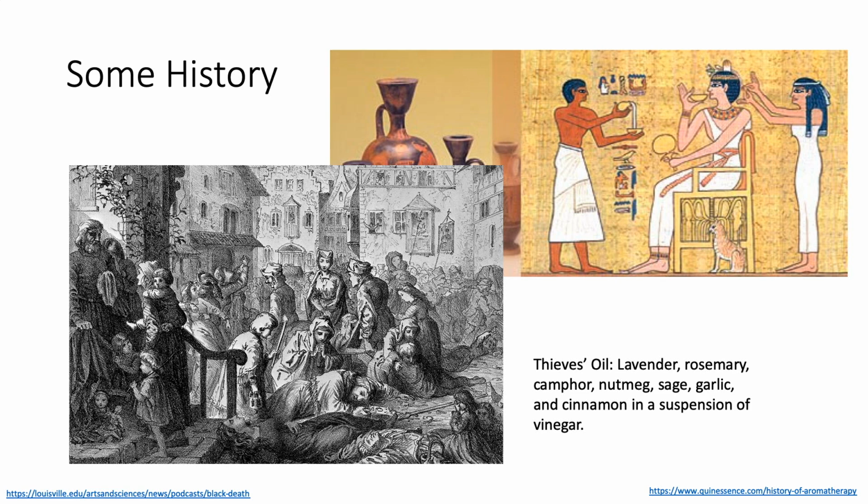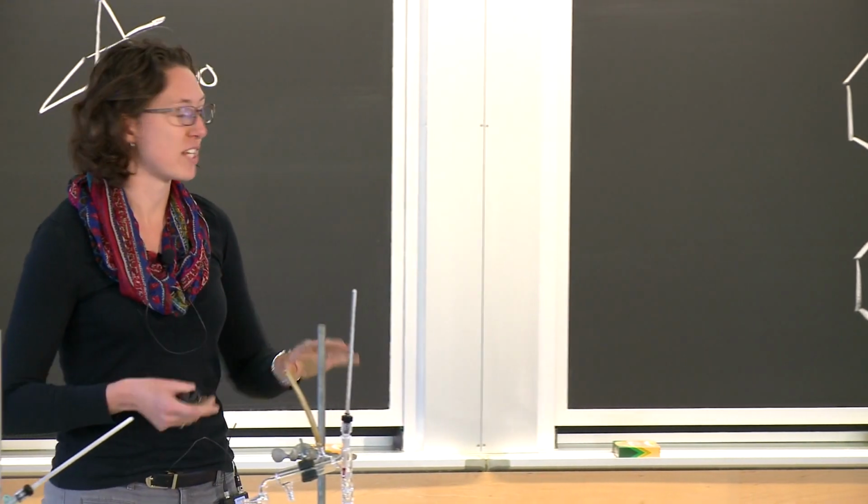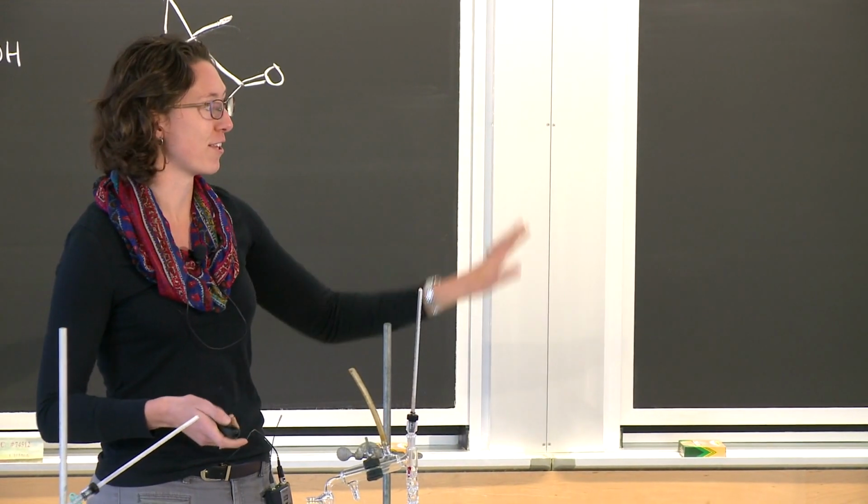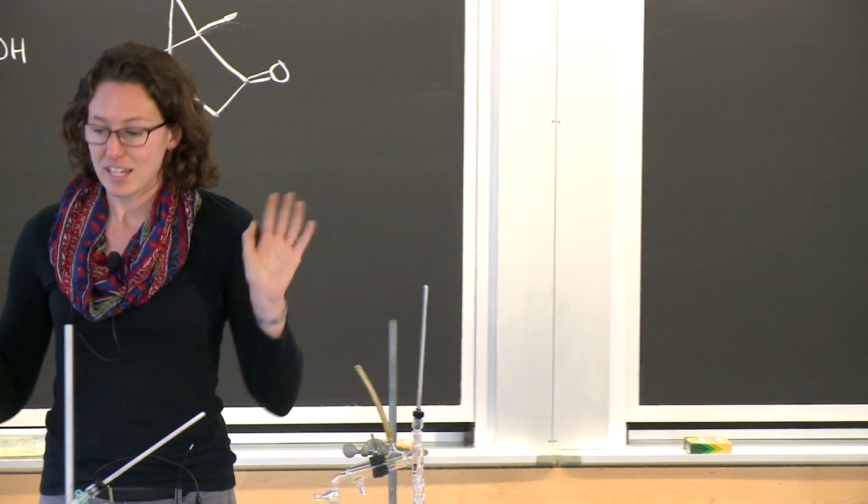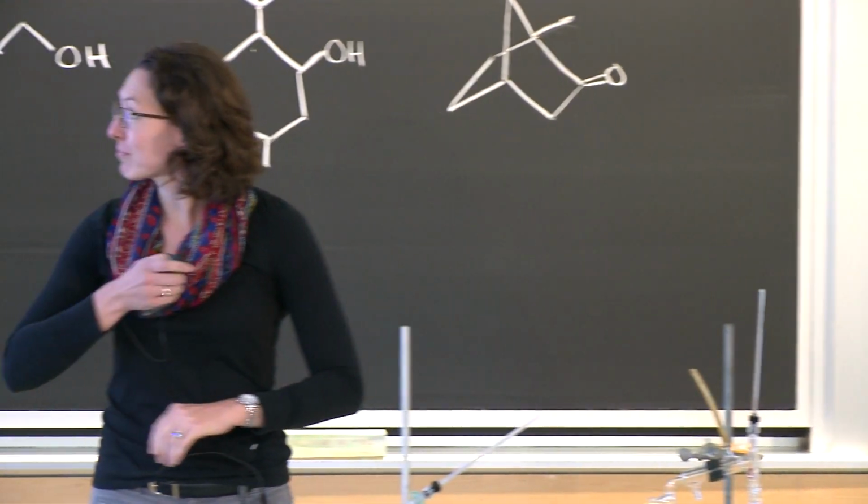And there was a group of thieves who was running around stealing stuff off of all these dead bodies, but they never got sick. And rumor has it that they concocted this oil, and they would wear that and put that on themselves, and it prevented the plague. And so that's the story of the thieves' oil, which may or may not be true.